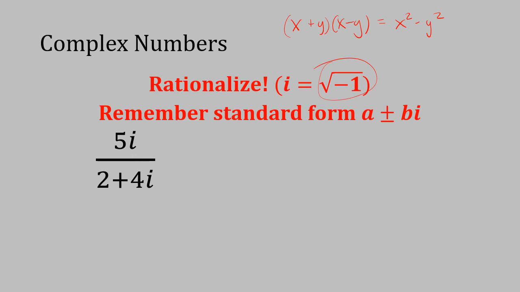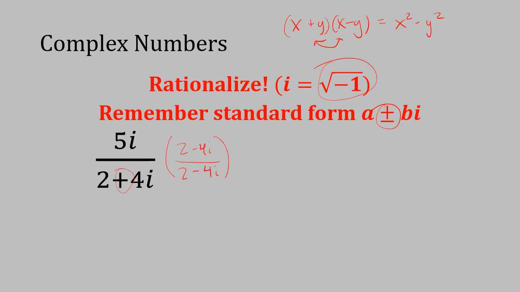So that's what we want to do, and these are known as conjugates of each other. The conjugate of a complex number is when you have just a different sign in the middle. So we need to multiply this by the conjugate, which is 2 minus 4i, 2 minus 4i. Distribute like you normally would.